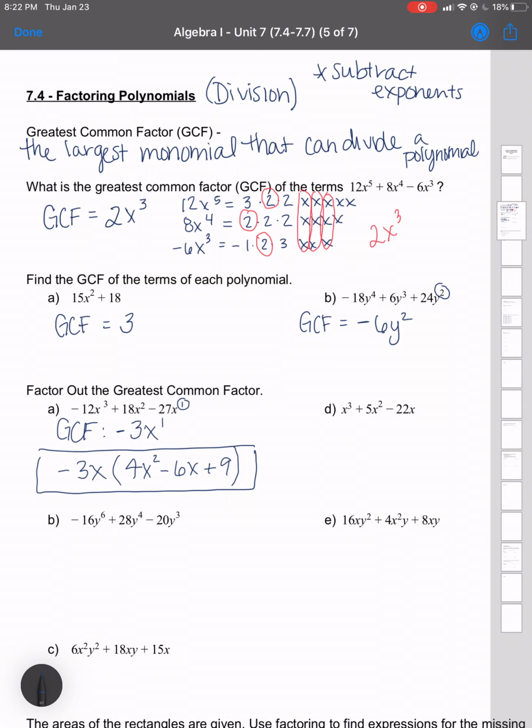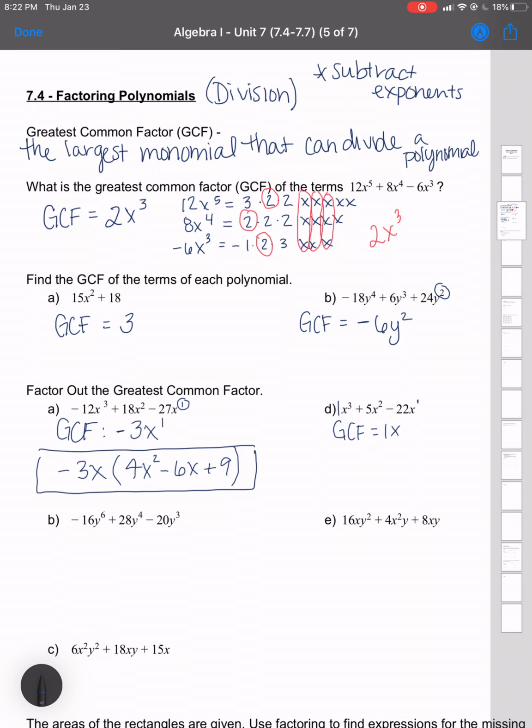So let's go to the right and let's do D. So here we have x cubed plus 5x squared minus 22x. So remember, this number in front is a 1. So the only number that divides 1 is 1. So here we're really just looking at our variables, but I'm going to go ahead and write that 1. So the lowest exponent on our variables is this last one, which is x.